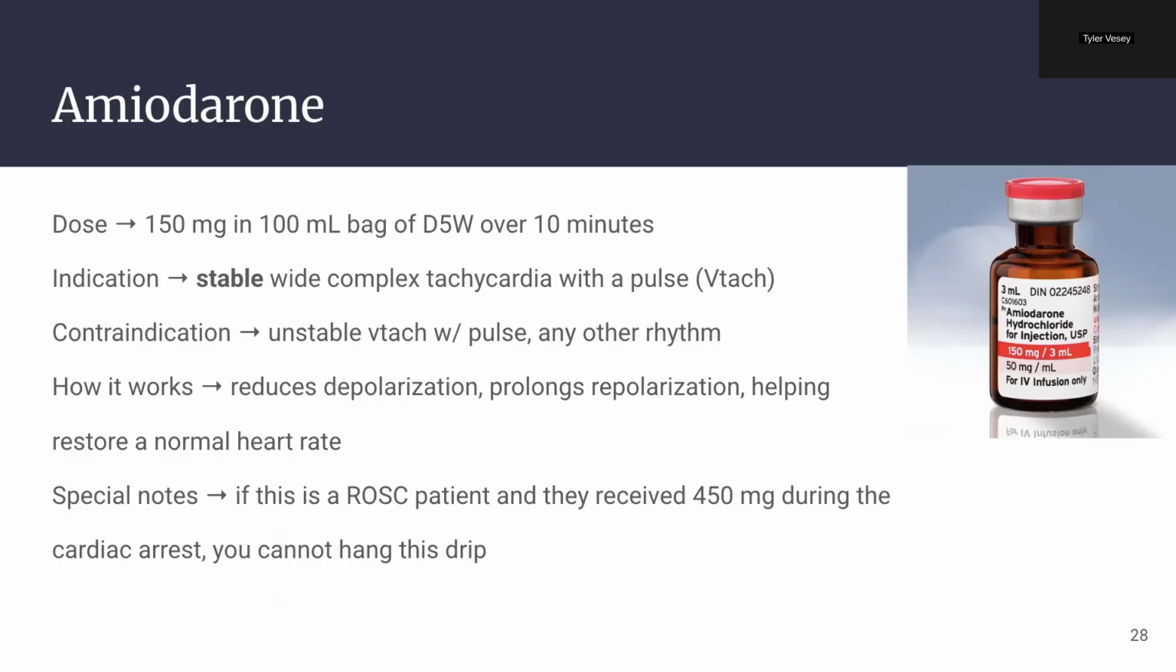Indication, again, stable, wide complex tachycardia, so usually VTach with a pulse. Contraindication would be any other rhythm, or unstable VTach with a pulse.